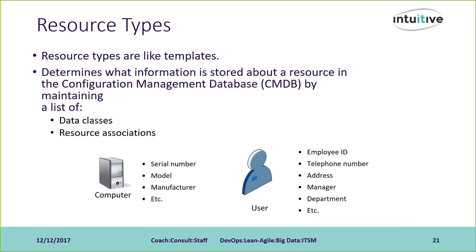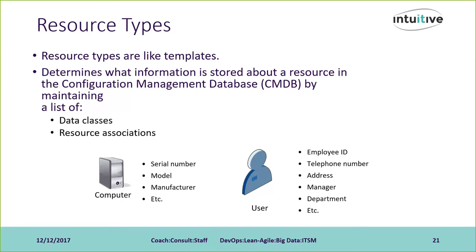So resources and their attributes are stored in tables in the CMDB. The resource type controls the attributes that can be stored for a resource by maintaining a list of data classes and resource association types that are linked to the resource type. So if you think of the computer resource type, the template is then made up of those data classes and resource associations that are pertinent to the computer resource type.